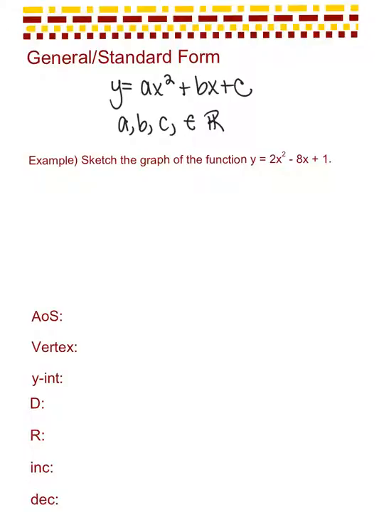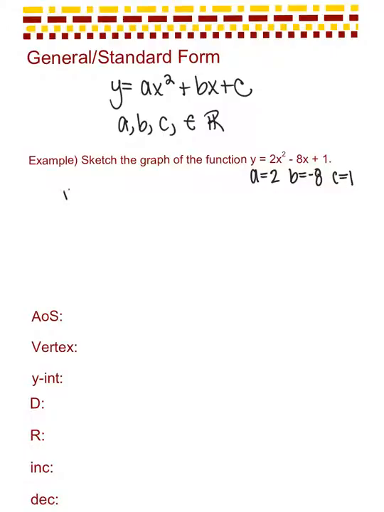If I'm going to graph a quadratic function that's in general form, I've got an example for us to do. There's steps that are the easiest to take. So if I have y equals 2x squared minus 8x plus 1, first let's identify what our a, b, and c are. My a is 2, my b is negative 8, and my c is 1.